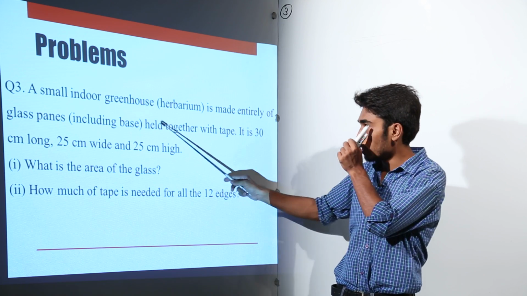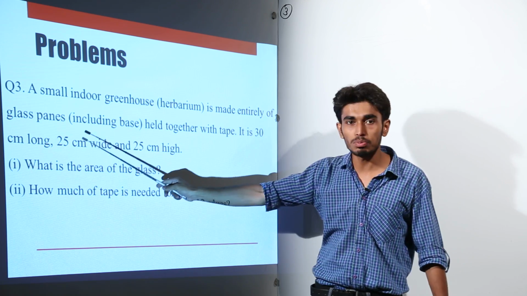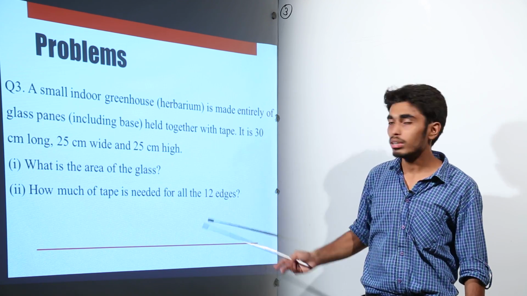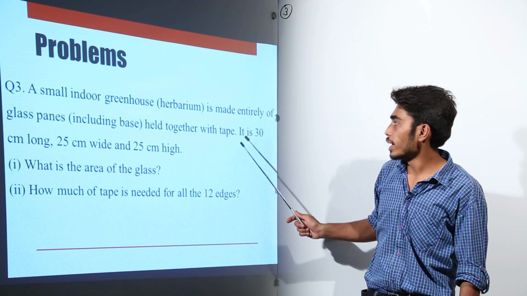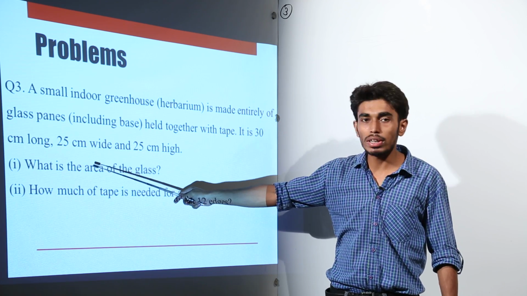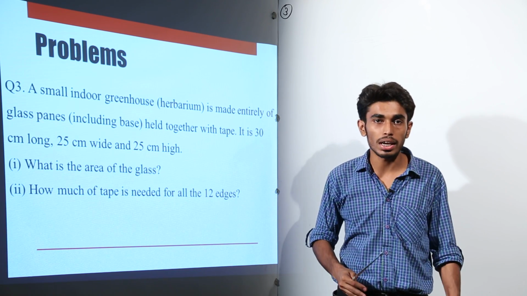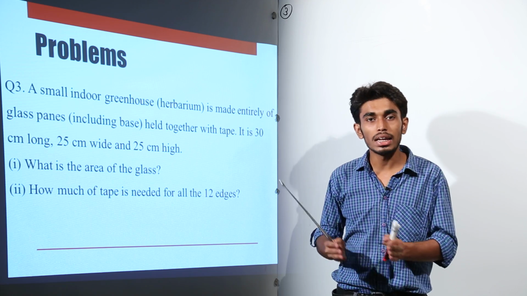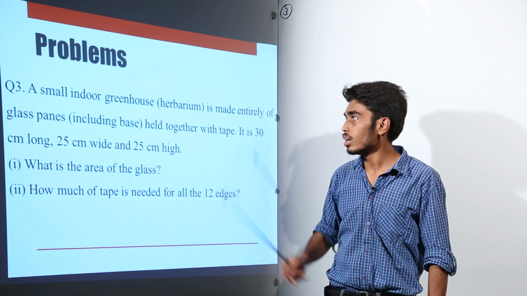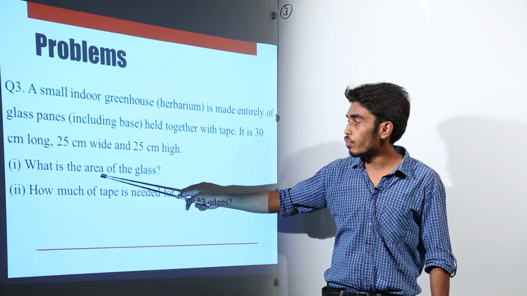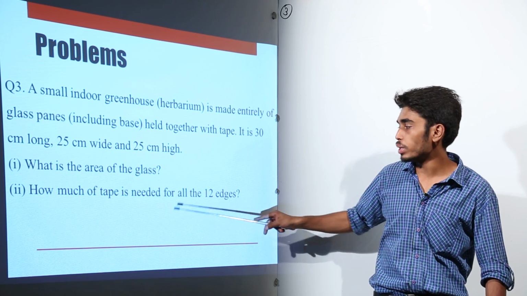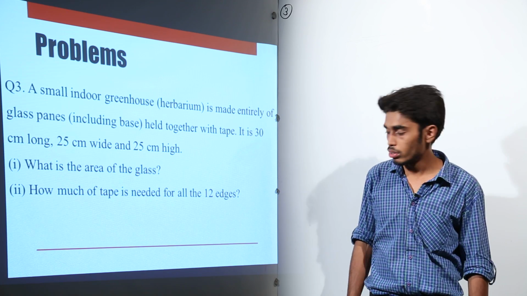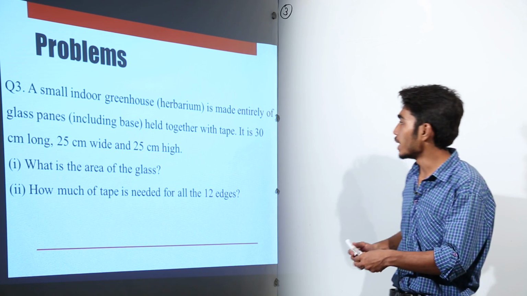So a small indoor greenhouse is made entirely of glass panes held together with tape. So the glass panes are held together at the edges with the use of tape. It is 30 centimeter long, 25 centimeter wide and 25 centimeter high. We are given the dimensions, that is length, breadth and height of the greenhouse. We need to find the area of the glass, and how much tape would be needed for all the 12 edges. So this is also a very direct question.